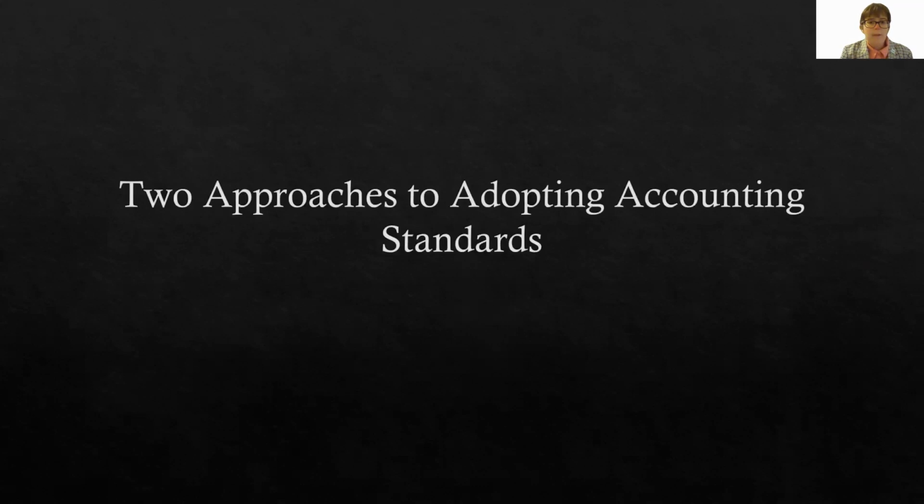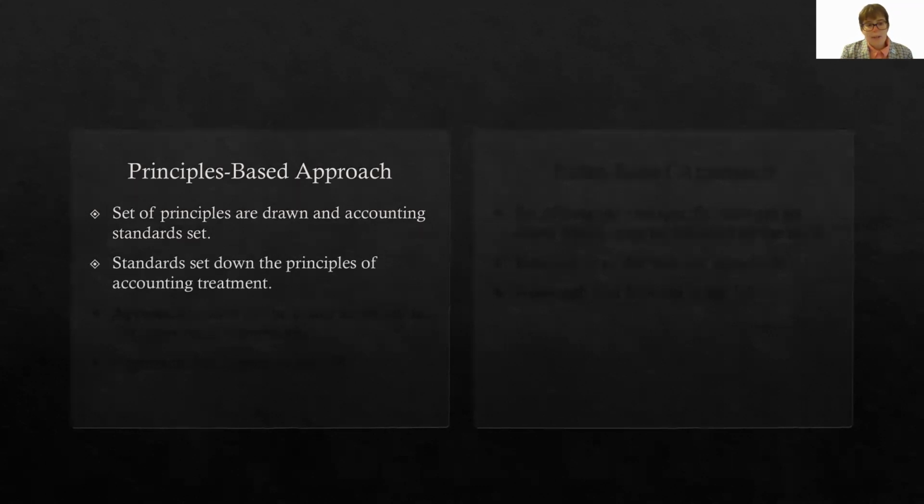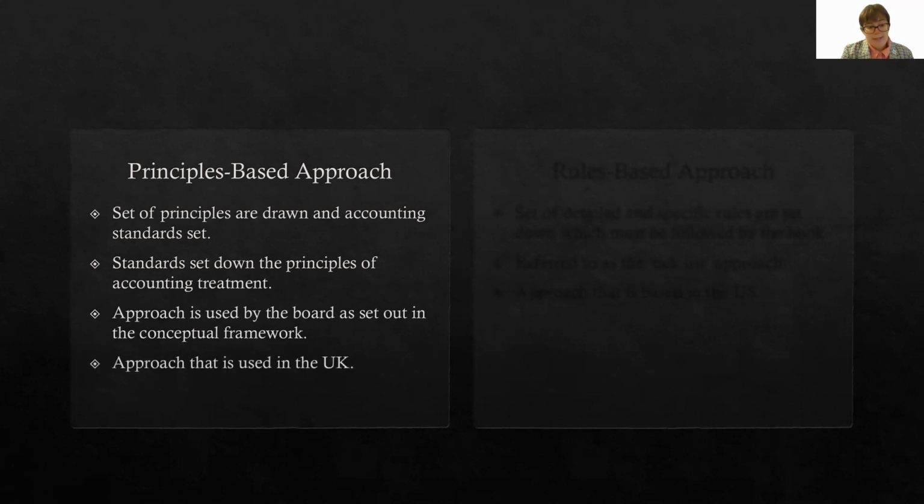There are two approaches then that we can use to adopt an accounting standard. There is the principles-based approach, which is our first one. This is widely used in the UK, and it is a set of principles which are drawn out and accounting standards are set. The standards set down the principle of the accounting treatment. The approach which is used is by the board and is set out in the conceptual framework. And like previously stated, it is the approach that is currently used in the UK.